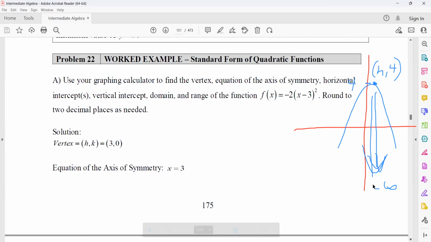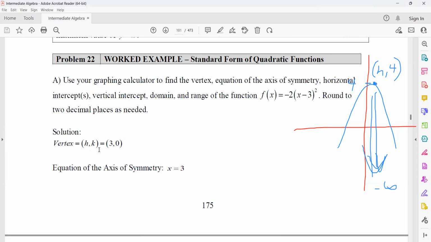Now, this is a worked example, and we are supposed to go to our calculator and then get a graph. And we also have to find the vertex, the equation of axis of symmetry, the horizontal intercepts, the vertical intercept, the domain and range of the function.